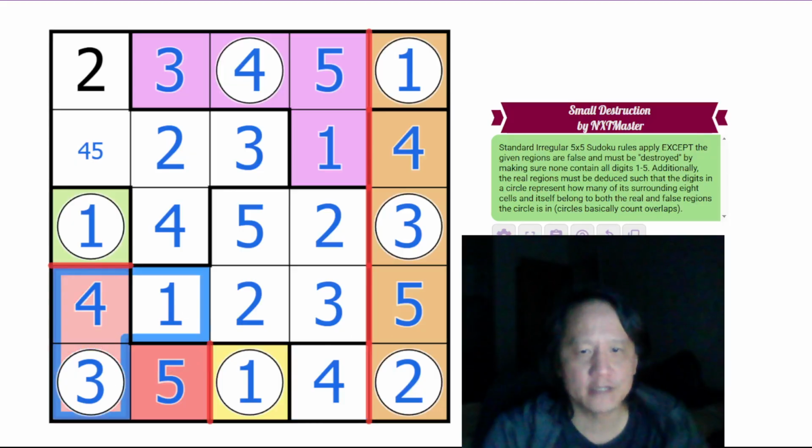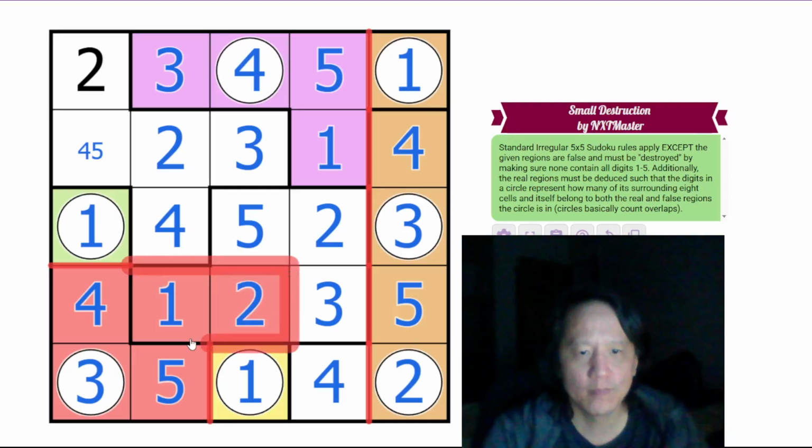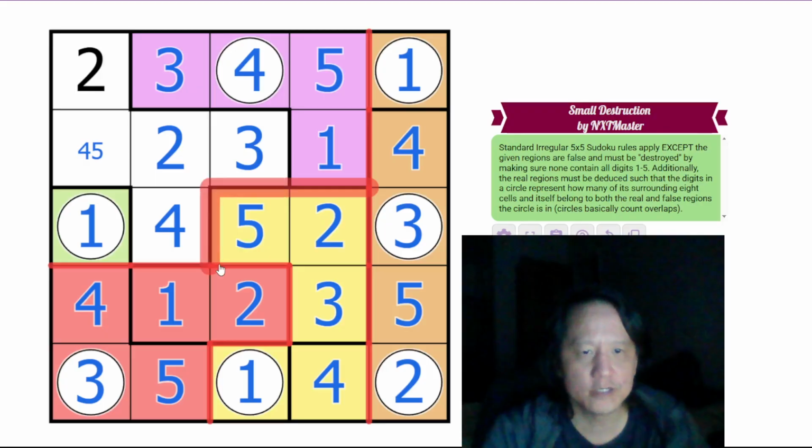The red needs access to a 1, so it's there. Then it needs access to a 2, so it's there. So that's done. The yellow can only go out here, so then this has to be all yellow. And that's done as a region. And this is a 5.